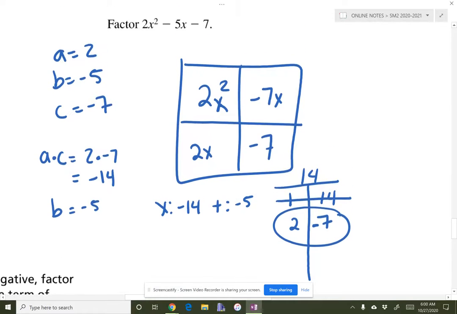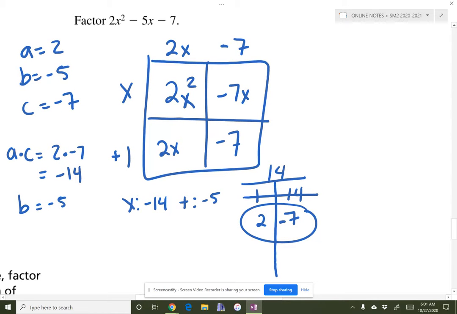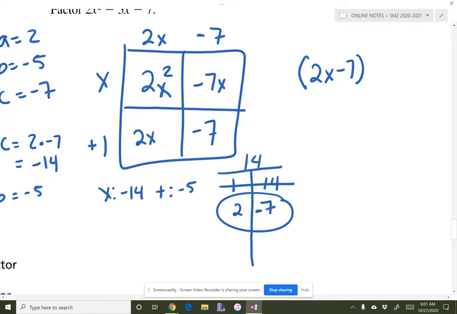Now I'm going to look at each row and each column and take out the GCF. So 2 and -7 don't share anything, but they share an X. 2 and negative, same thing. They don't share anything, it's a positive 1. This one, 2x squared and 2x, they both have a 2 and they both have an X. And then this one, they both have a -7. So this factors into 2x minus 7, which is one side, and x plus 1.